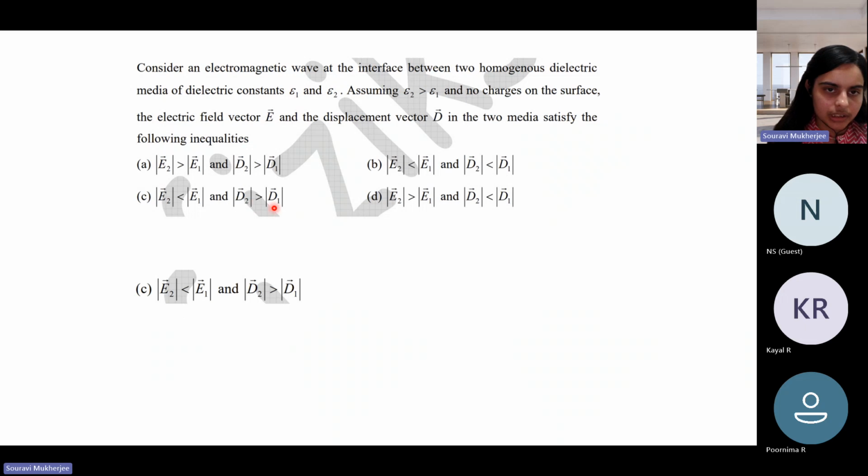So here the displacement vectors are more in regions where the dielectric constant is more, but the effective field is less. Okay? Clear? Okay.